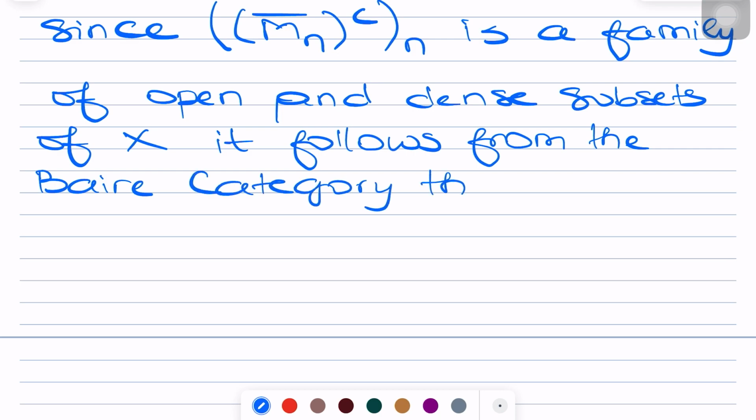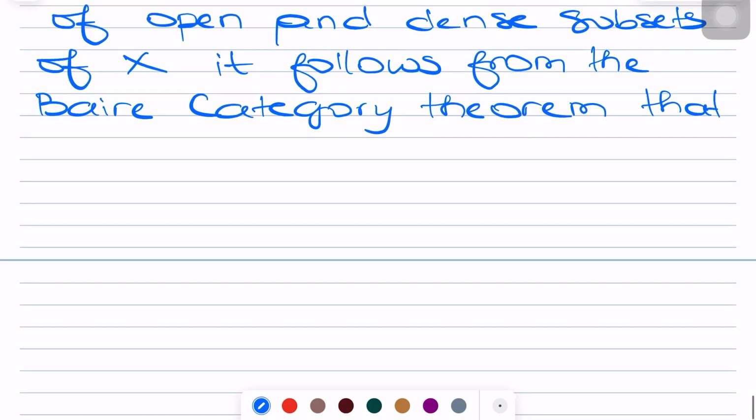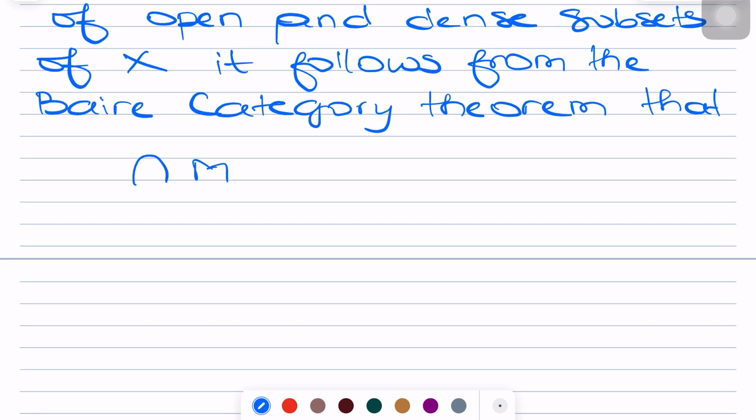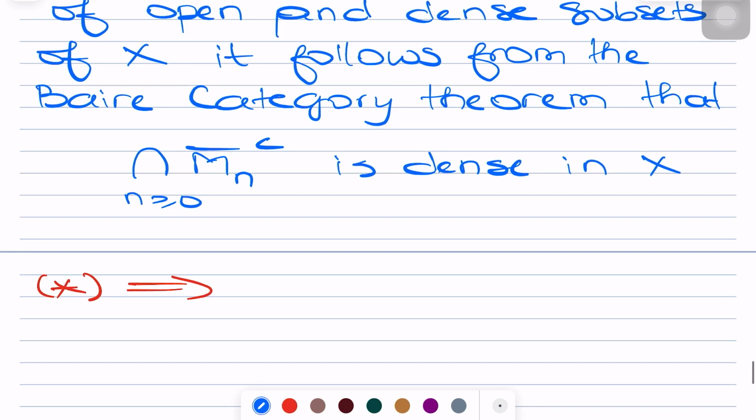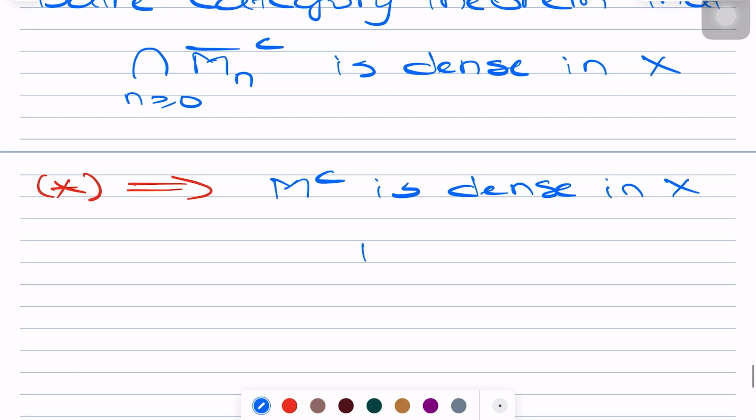It follows from the Baire Category Theorem that the intersection is dense. When it's dense in X, right? So star, remember we had the inclusion. So star then implies that the complement is dense in X. So this concludes the proof.